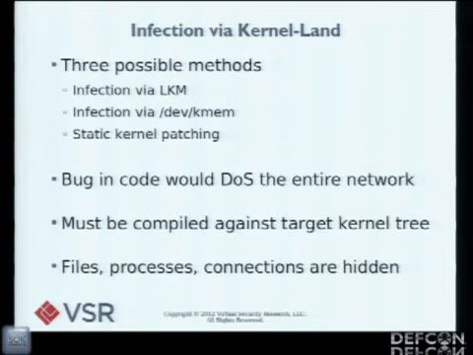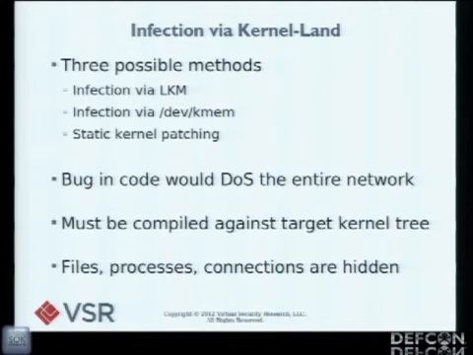So our next vector could be infecting it via kernel land. We have three possible methods: infection through a Linux kernel module, infection through DEFCON, where we're basically editing kernel memory on the fly, or we can do static kernel patching. The problem is that a bug in our code is not just going to kill our payload as user land would, but it's actually going to take down the router and take down the entire network. So if we do any kernel land modifications, we're going to have as little code as possible, and put as much code as possible in user land if possible.